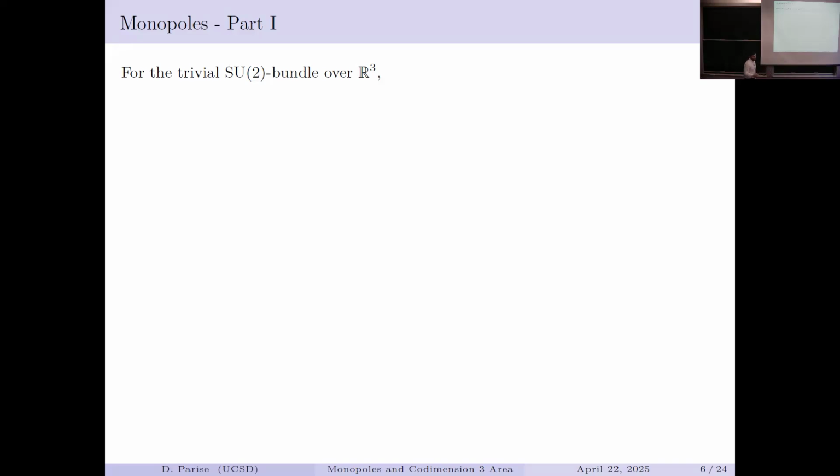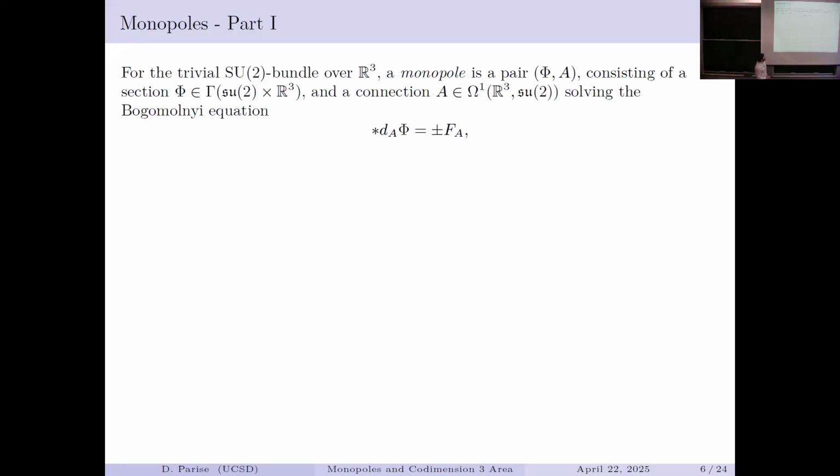So consider the principal SU(2) bundle over R^3. Then a monopole is just a pair (phi, A), where phi is a certain section of this bundle, SU(2) cross R^3, and a connection A is a Lie algebra valued one form, so an su(2) valued one form. The specific requirement of being a monopole is that they satisfy this equation: d_A star d_A phi is equal to F_A, where d_A phi is a twisted exterior derivative, twisted precisely by this A term, while F_A is the curvature of the connection.